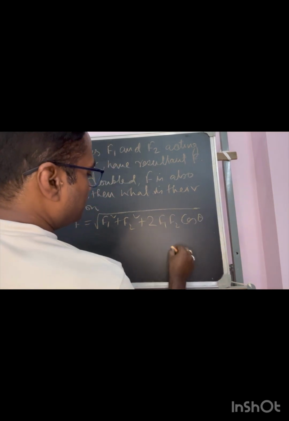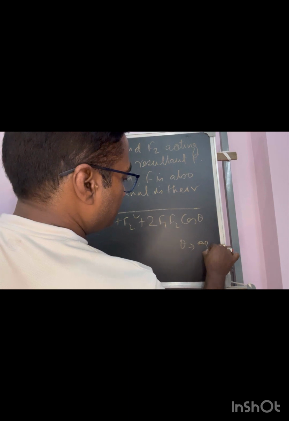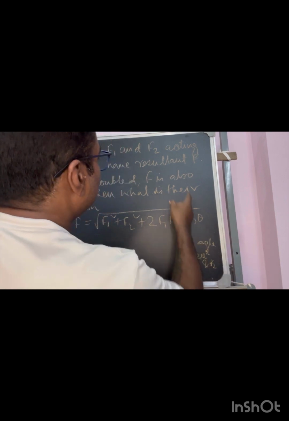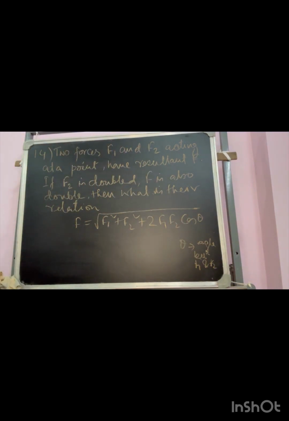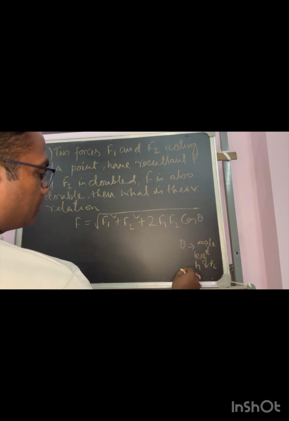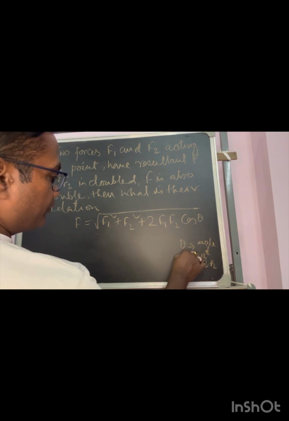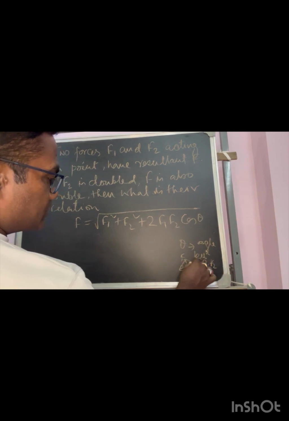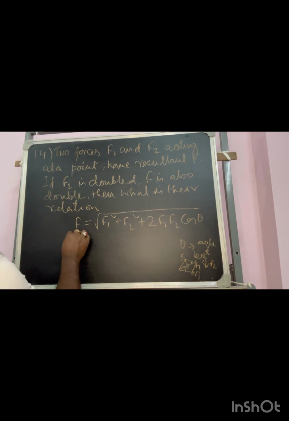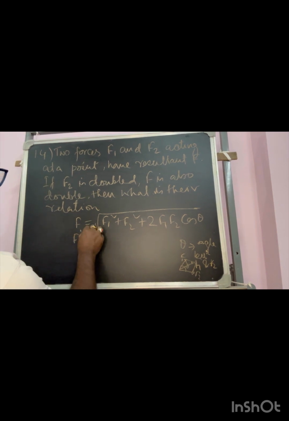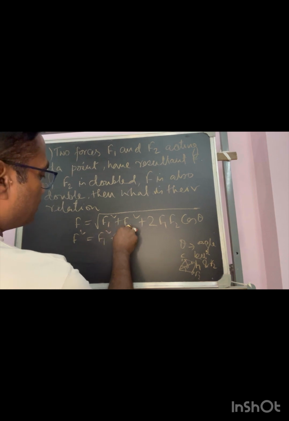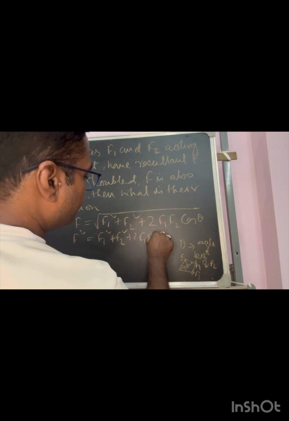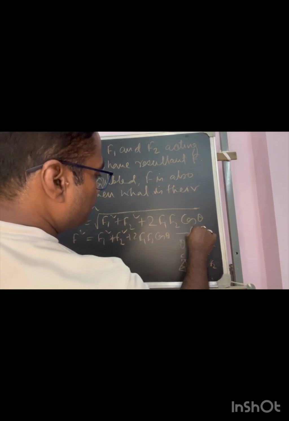Theta we are assuming the angle between F1 and F2. This information is not given, so we have to assume that it must be some angle theta acting between F1 and F2. And F be the resultant of this. So squaring this, we will get F square equals F1 square plus F2 square plus 2 F1 F2 cos theta. So this will be our first equation.